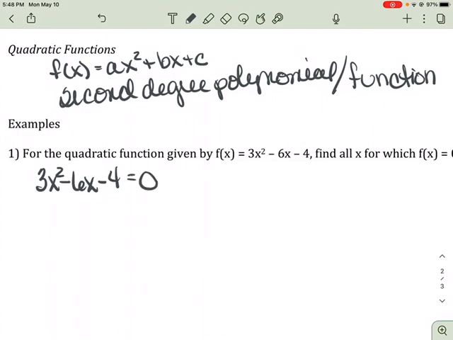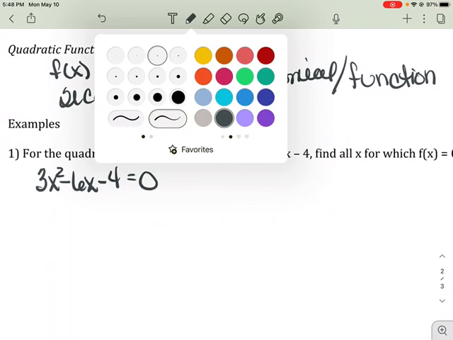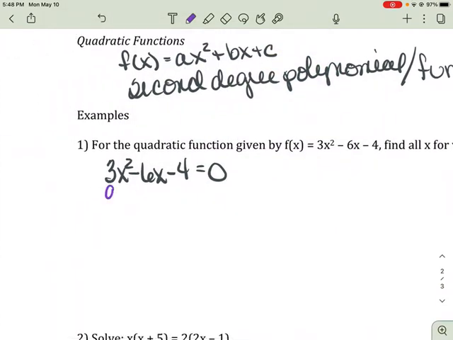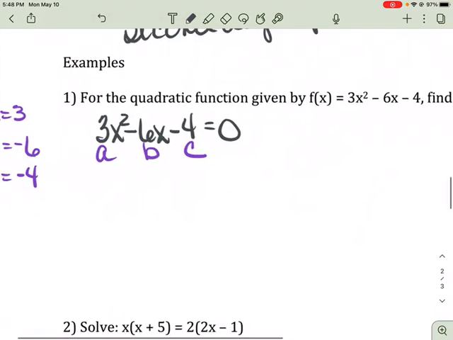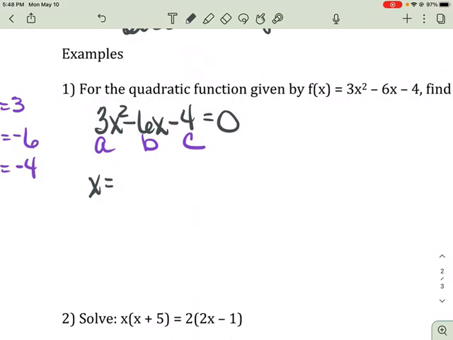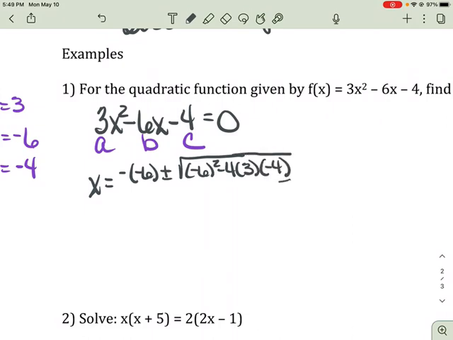Okay, so I do not believe this factors. There are no factors of negative 12 that add up to negative 6. So let's identify who's A, who's B, who's C. A is 3, B is negative 6, and C is negative 4. Let's use our equation: the opposite of negative 6 plus or minus the square root of negative 6 squared minus 4 times A, which is 3, times C, which is negative 4, whole thing over 2 times 3.